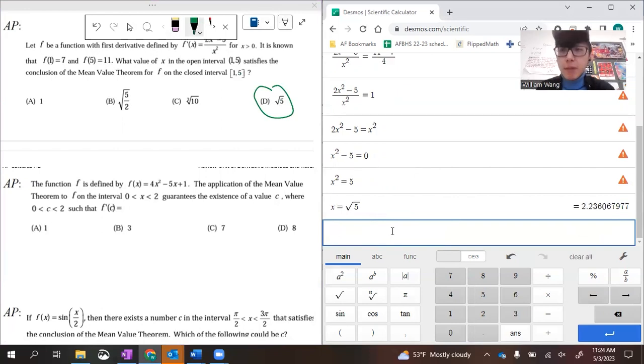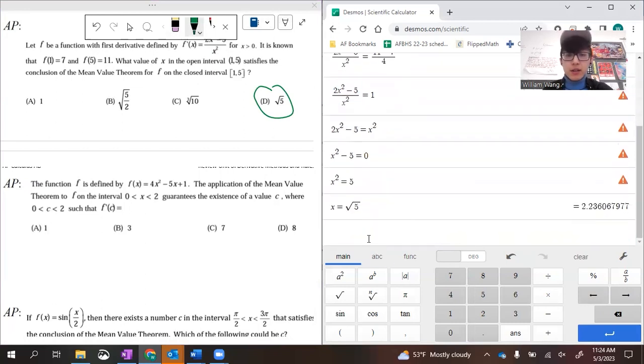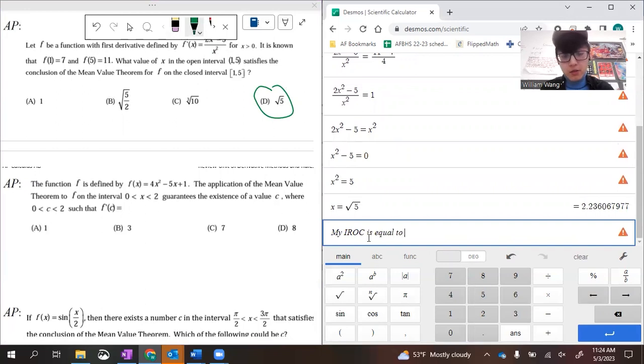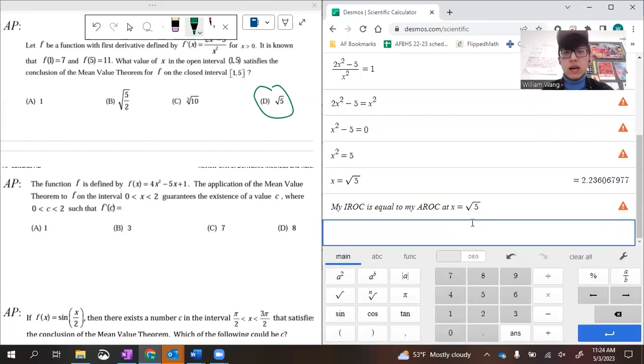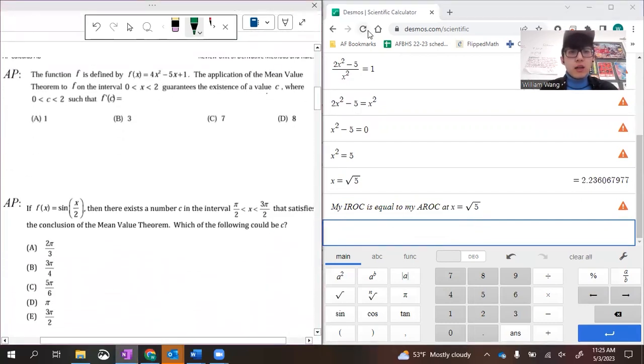Right? And let's think about what this said again. This said that when I set my instantaneous rate of change, my IROC, equal to my AROC, it happens at x equals square root of 5. My IROC is equal to my AROC at x equals root 5. Hopefully that makes sense. Cool. We are going to move on to the next problem.